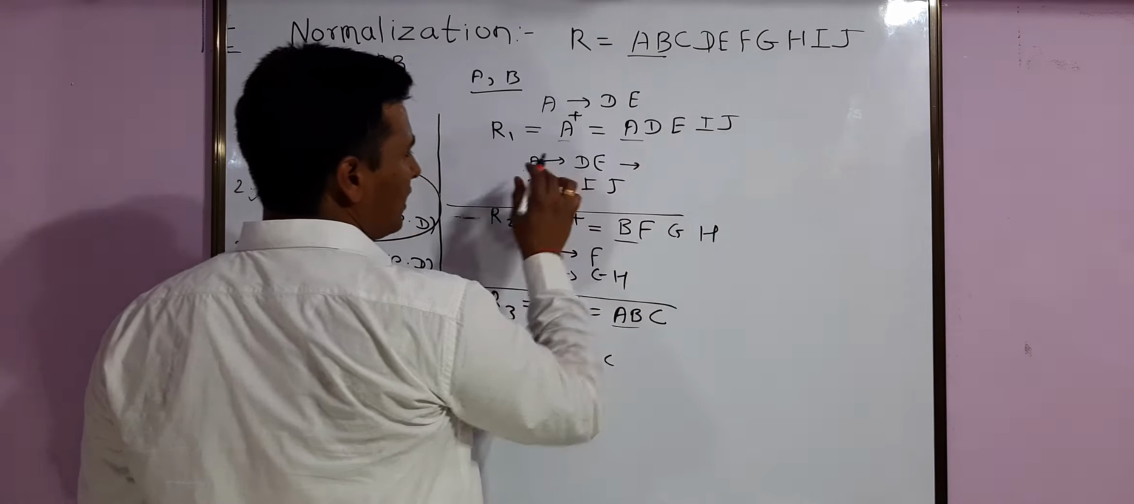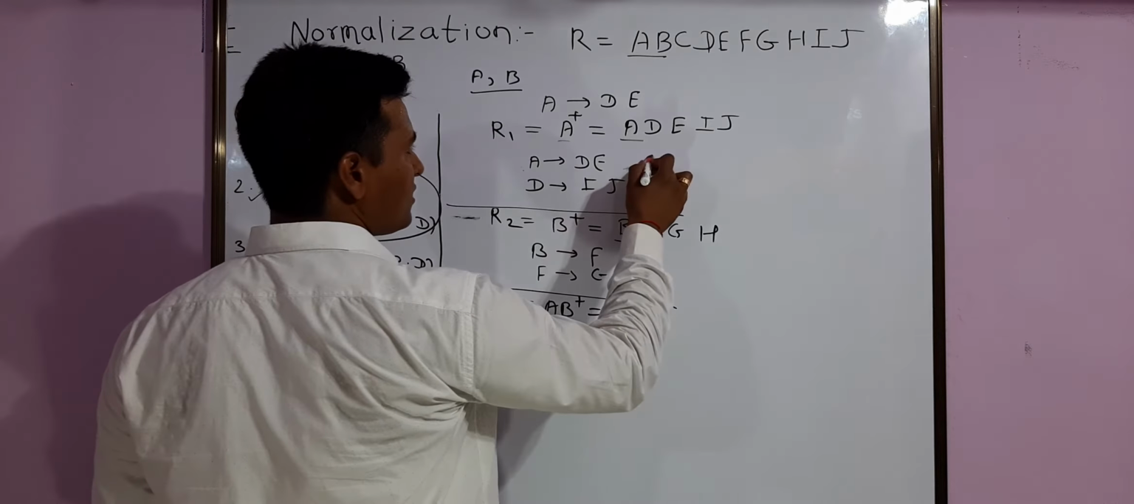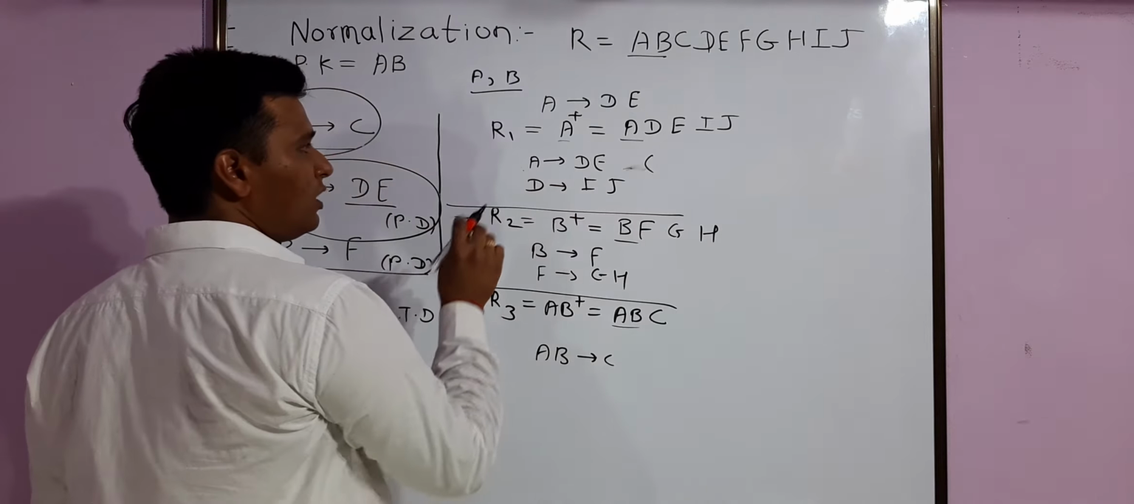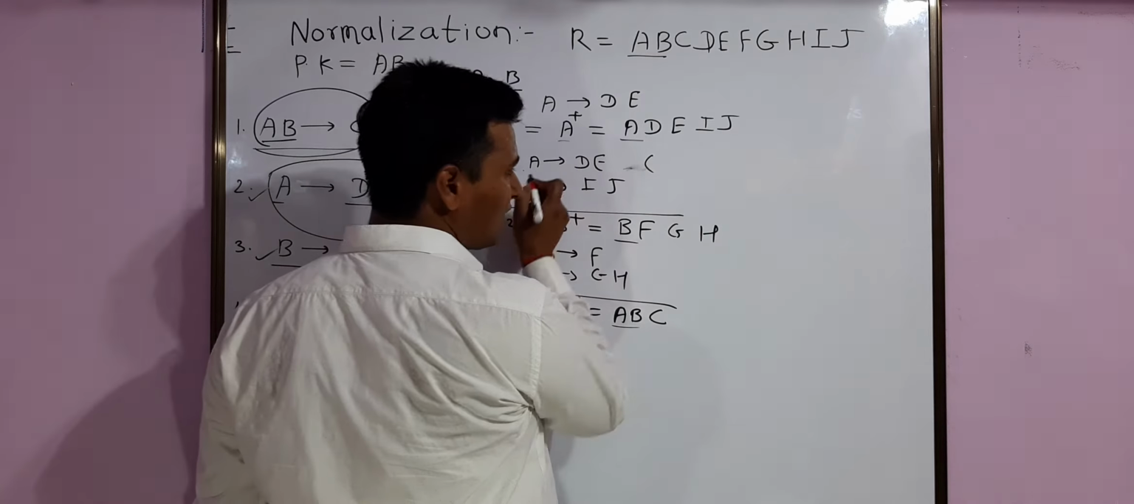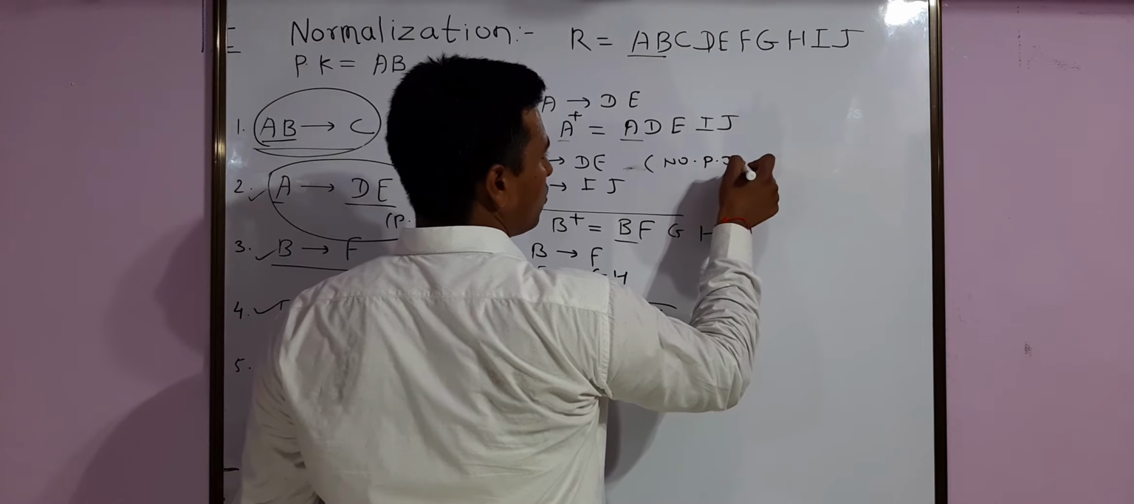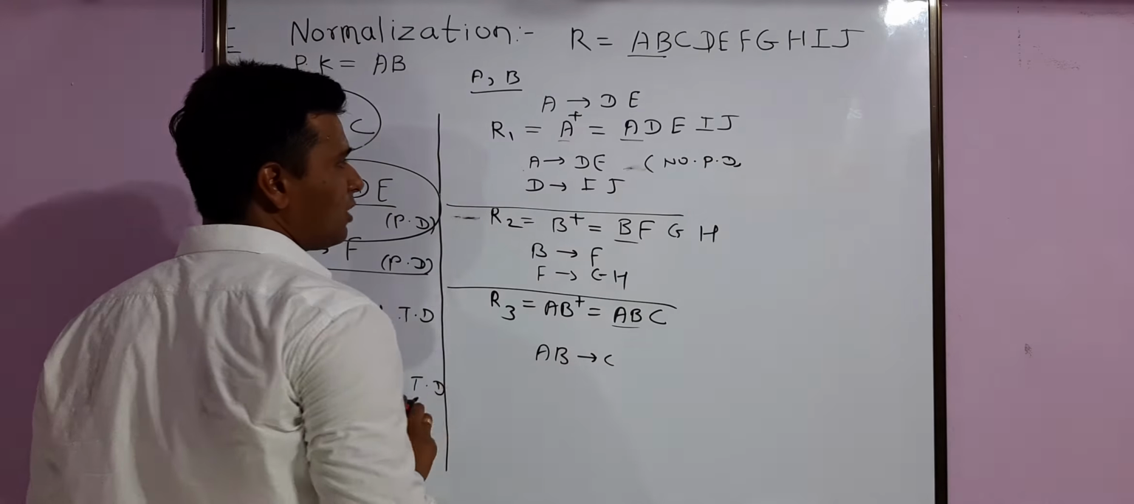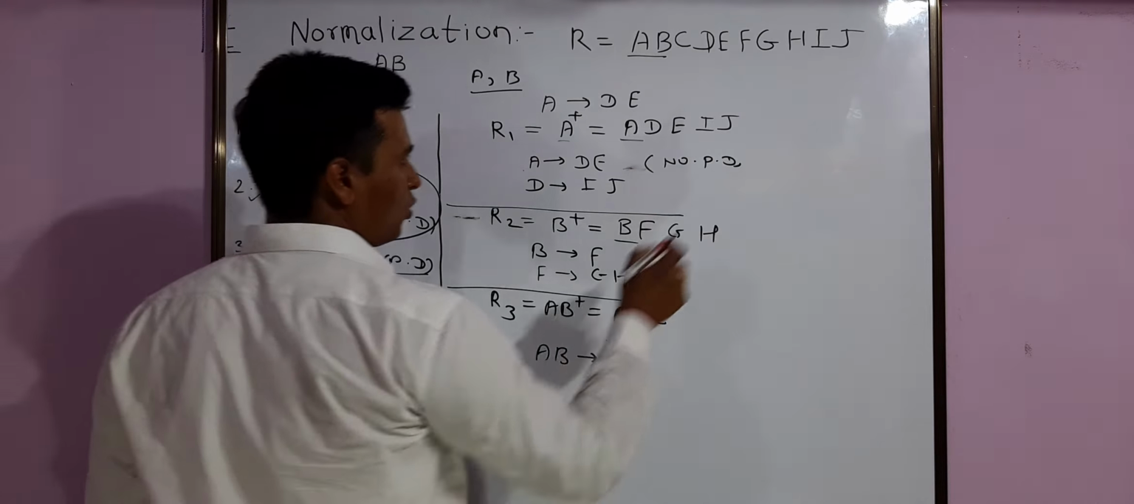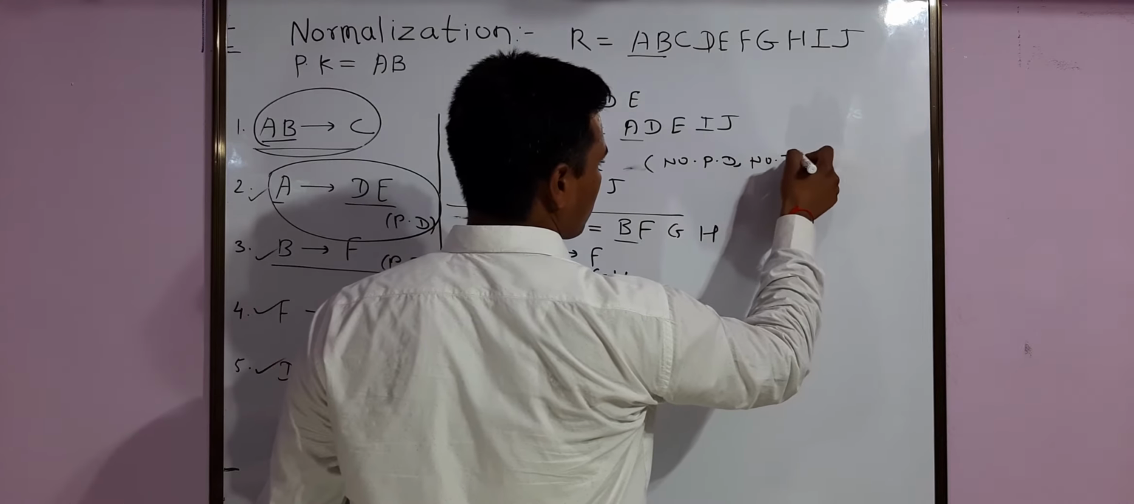Can we say that here partial dependency exists? No, because A is a key only. A is not part of a key, because A is the key here. So we will say no PD as well as no transitive. Can you see here transitive dependency? No, so no TD. Okay.